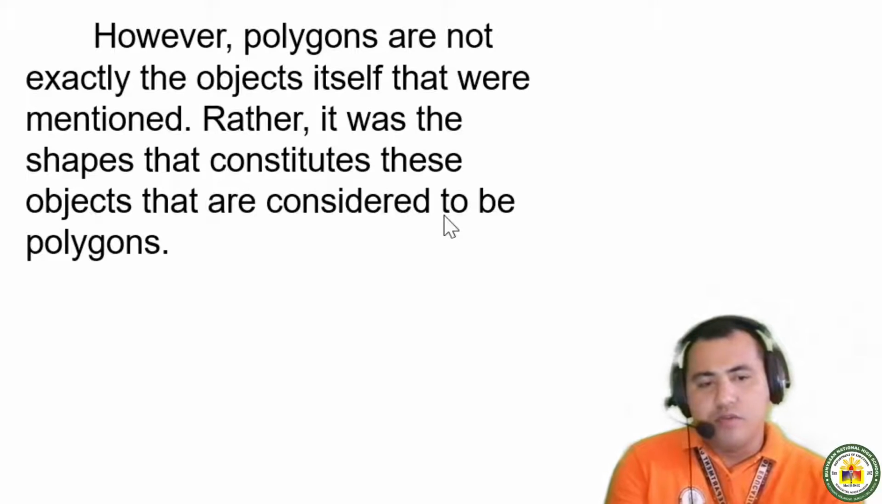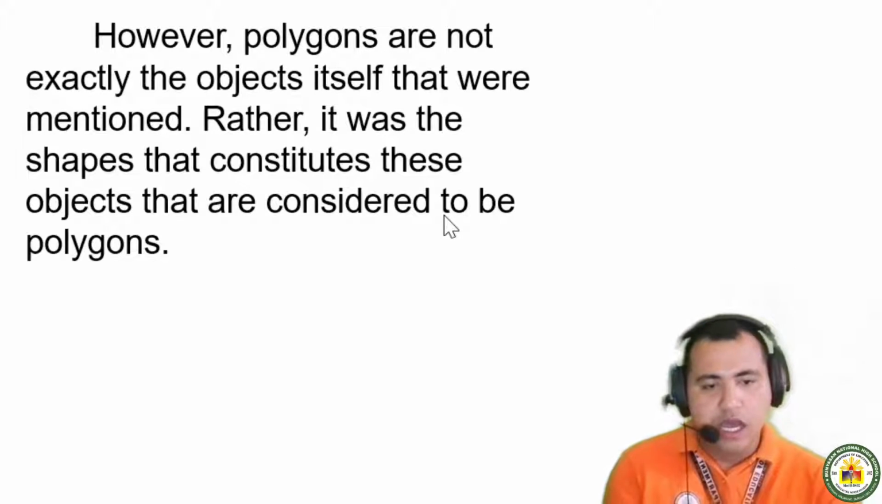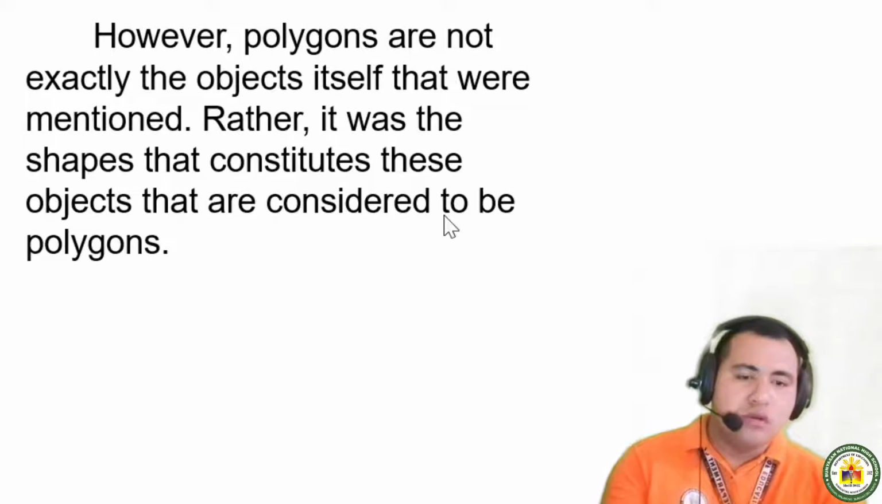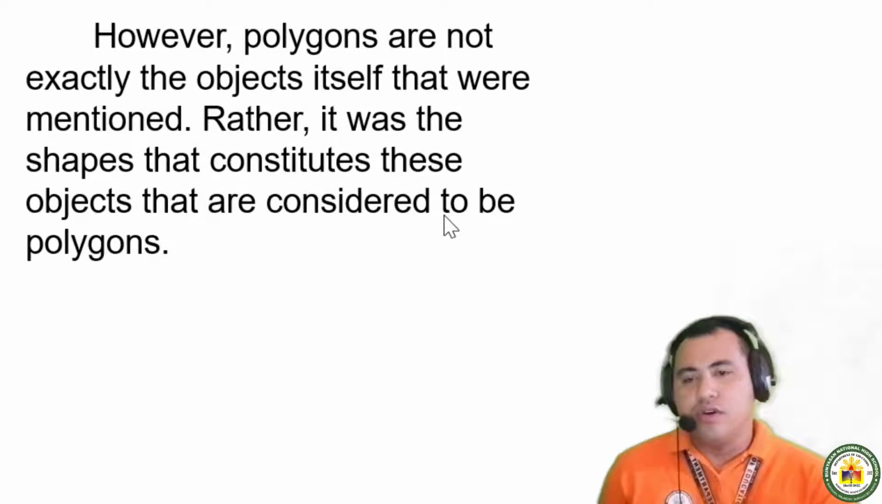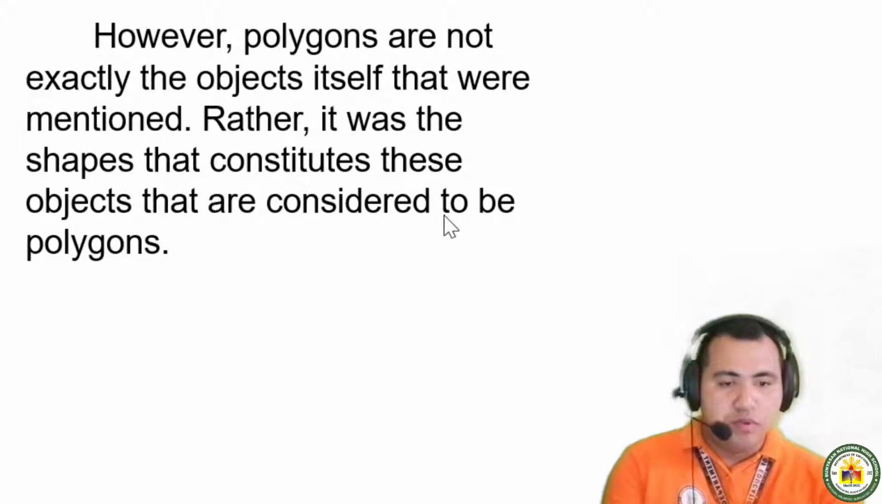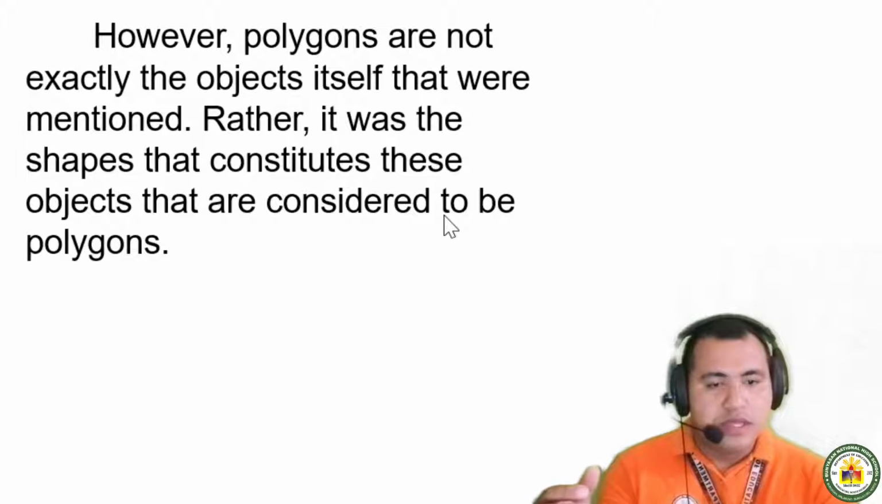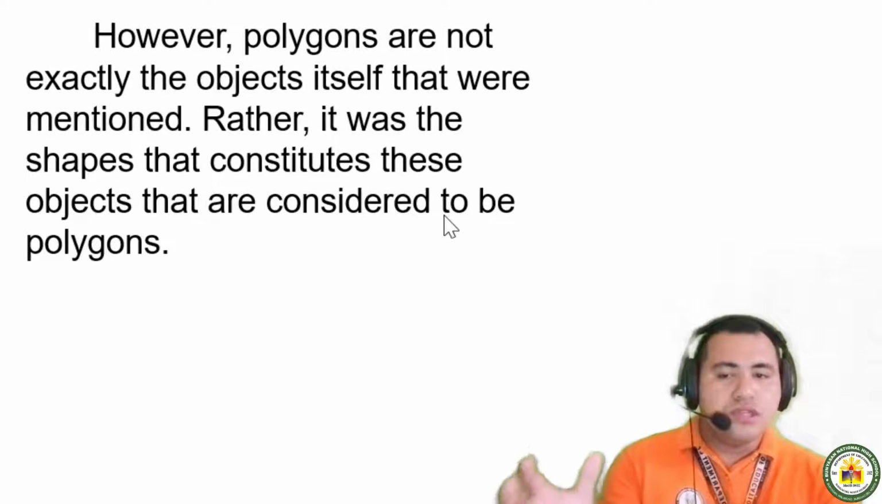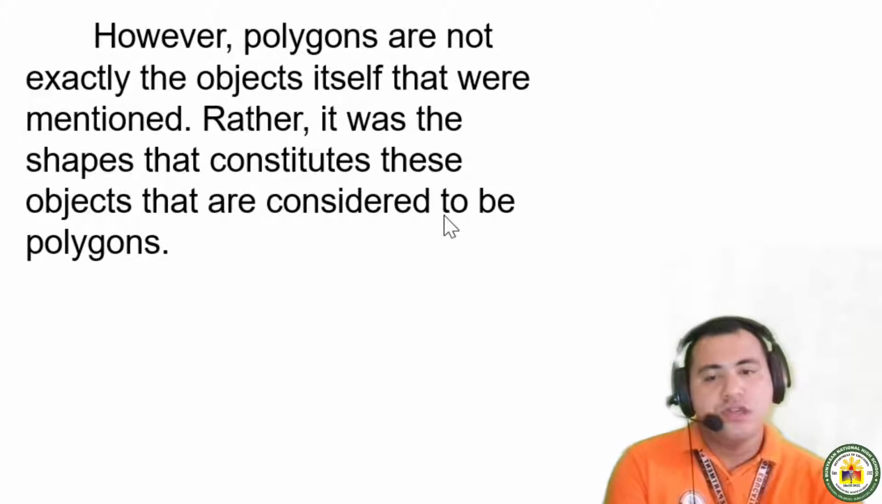The doors, the windows, the cabinets, the television are not the polygon. But rather, it is the shapes that constitute these objects that are considered to be polygons. The shape of our window, the shape of our television, those shapes that constitute these objects are considered to be polygons.